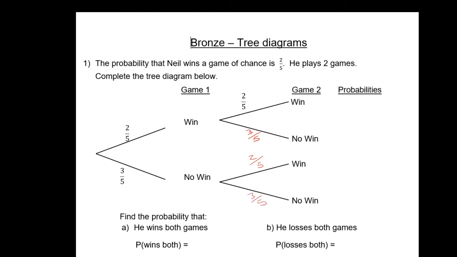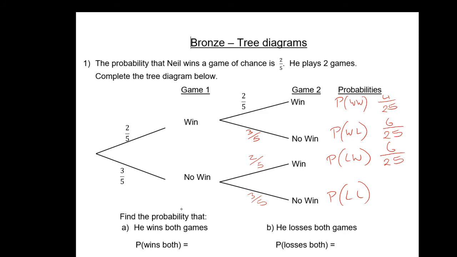3/5. So, notation, probability of a win and a win. 2/5 times 2/5. 2 times 2 is 4. 5 times 5 is 25. So then the probability of a win and then a lose. 2 times 3 is 6 over 25. The probability of a loss and then a win is 3 times 2, which is 6 over 25. And then the probability of 2 losses, 3 times 3 is 9 over 25.